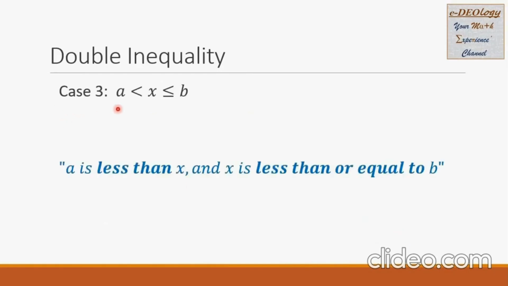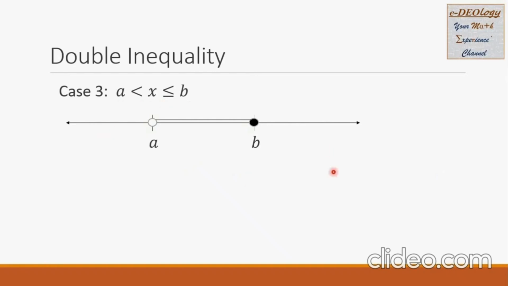Case 3, A is less than x and x is less than or equal to b. On the number line, the two numbers are here, A and B, making sure that A is on the left side, being the lower number. And then we're going to connect the two numbers. For the A, we put a hole because it is not part of the solution set. For the B, there is a solid dot because B is part of the solution set.